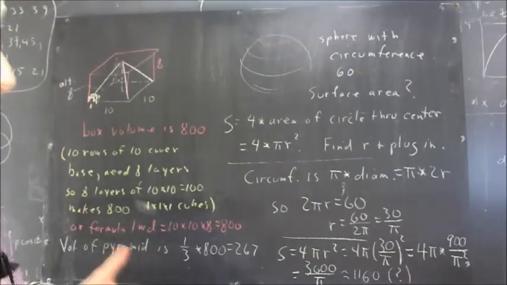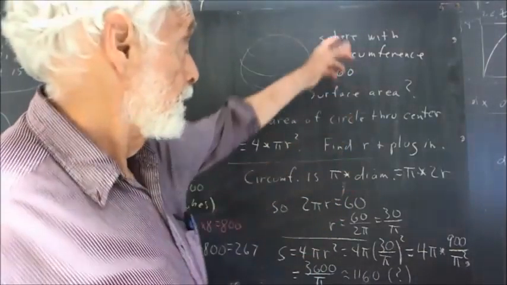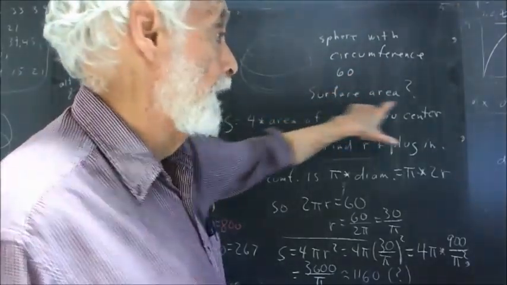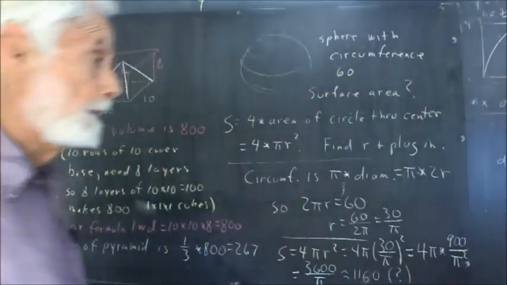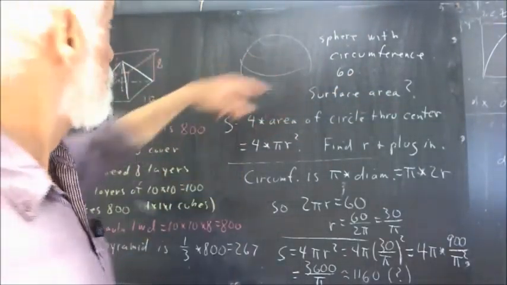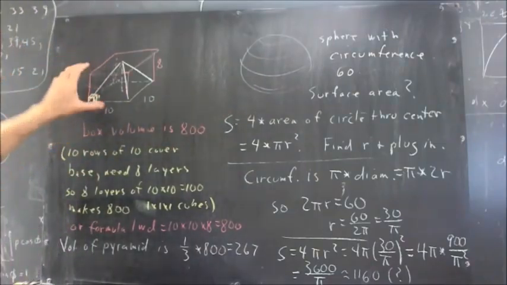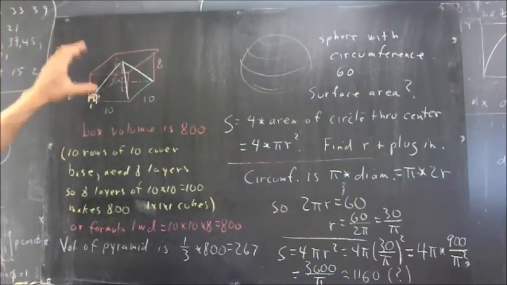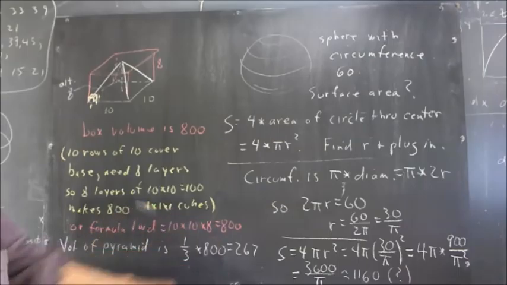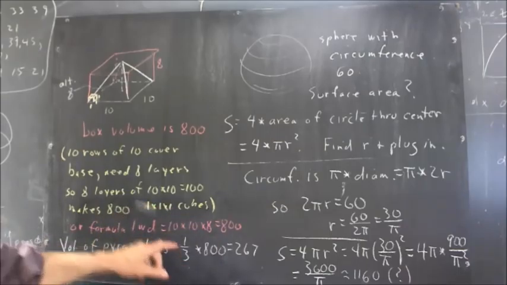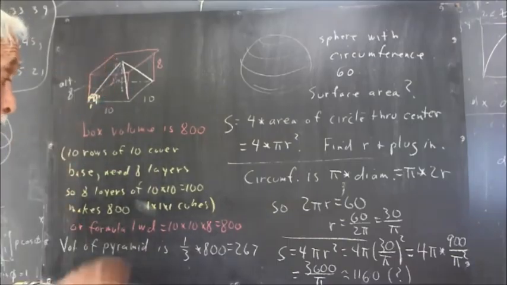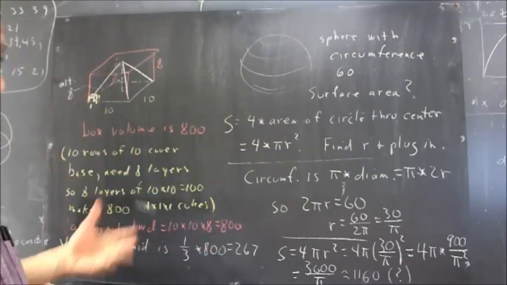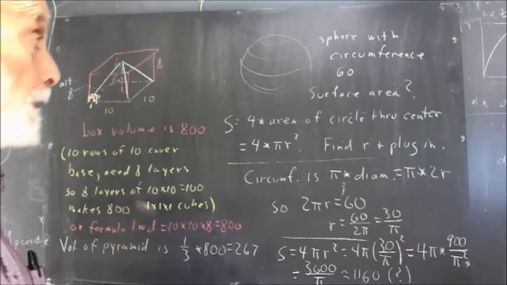Okay, problem 19 gives you a sphere with a circumference of 60 and asks for its surface area. Now, spheres are different than pyramids or rectangular solids. Rectangular solids, you can easily reason out how to find the volume, and you don't need to remember a formula, and then you just got to remember the 1/3 for a pyramid, and you can easily find that volume.